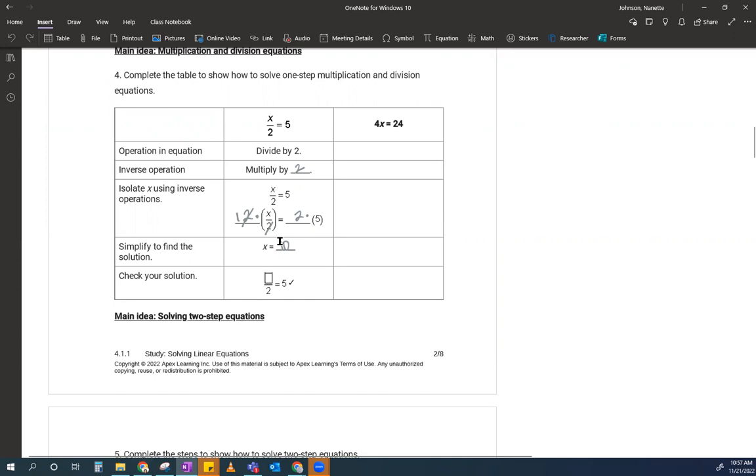So then we check our answer. We're going to plug 10 back into our original equation for x. So then if we take 10 and we divide it by 2, we get 5. Is that true? Yeah, that's true. Again, happy face. Okay, so go ahead and try this one out here on your own. Pause the video and come back and check with me.